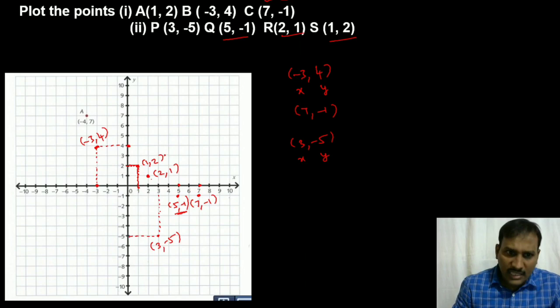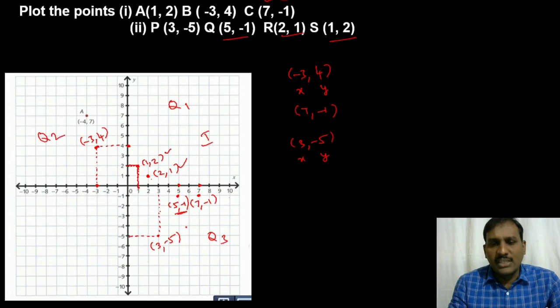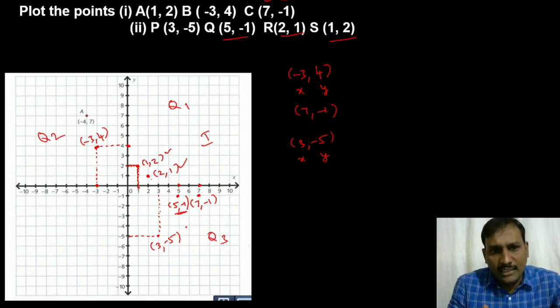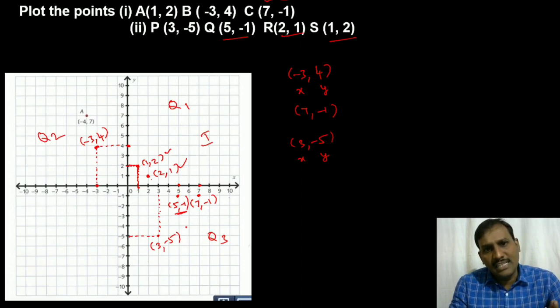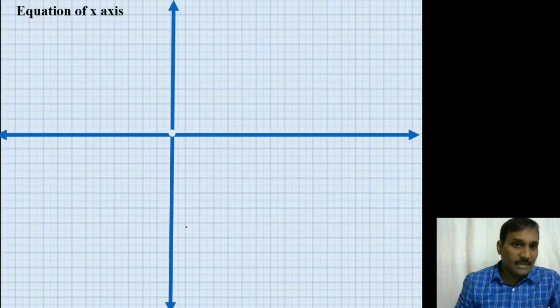Now these 2 points lie in the first quadrant, you can say Q1, and this is Q2, and these 3 points lie in Q3. So this is how you can denote or identify points on the Cartesian plane. Okay, now let us take some more points here.